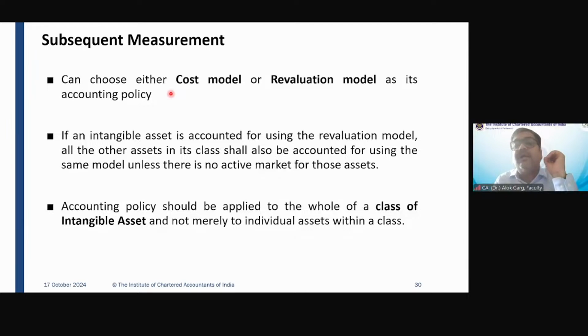For example, the life of the software, 10 lakh divided by 5. What is the per annum amortization? 10 lakh divided by 5, 2 lakh.